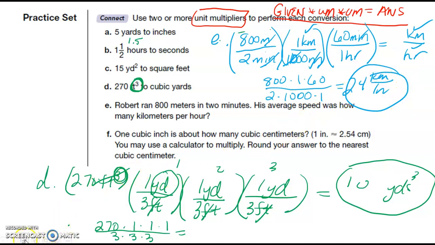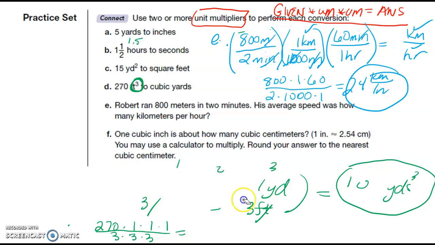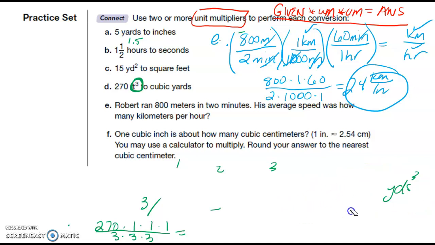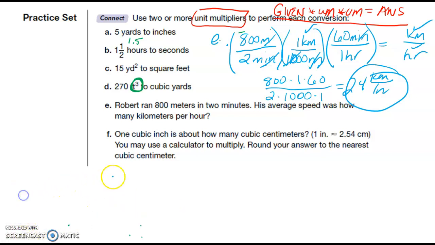All right, the last one in our practice set here, F. 1 cubic inch is about how many cubic centimeters? And 1 inch is 2.54 centimeters. It says you may use your calculator. I've been using my calculator the whole time. And round to the nearest cubic centimeter. So let's go ahead and do that.